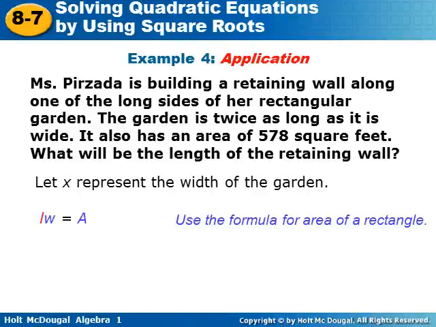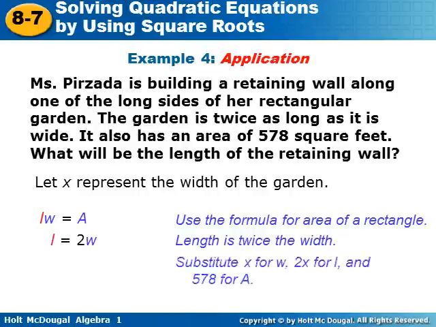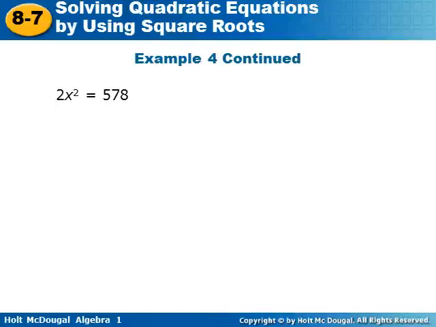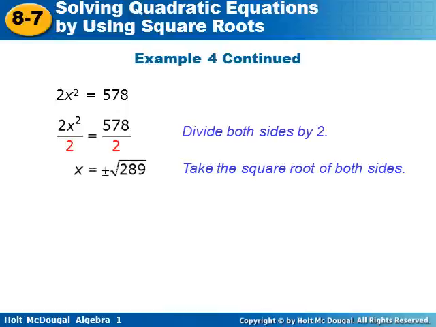Area is length times width, and length is twice the width. So we're going to substitute x for the width, 2x for the length, and 578 for the area. So we get 2x times x equals 578. So 2x times x is 2x squared equals 578. We divide both sides by 2, and we get x squared equals 289.